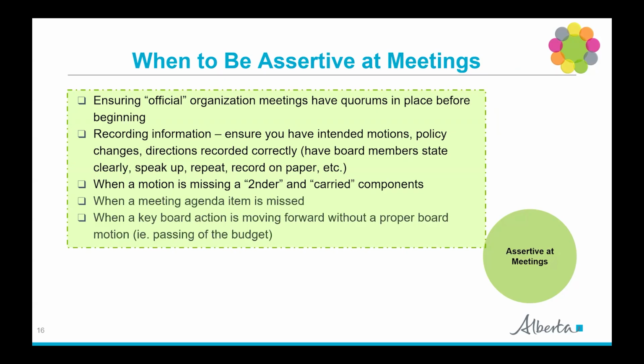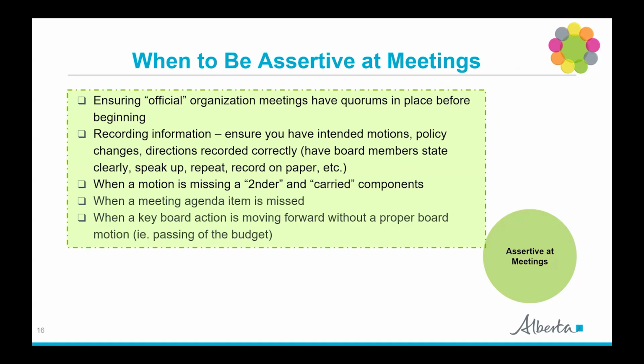This ensures that the chair is aware of the situation and can then speak to the board members and everyone present in order to clarify that, without quorum, the proceedings of this meeting, including any decisions made, are not valid or enforceable, even if they decide to go ahead with the meeting. Another example of when to be assertive.